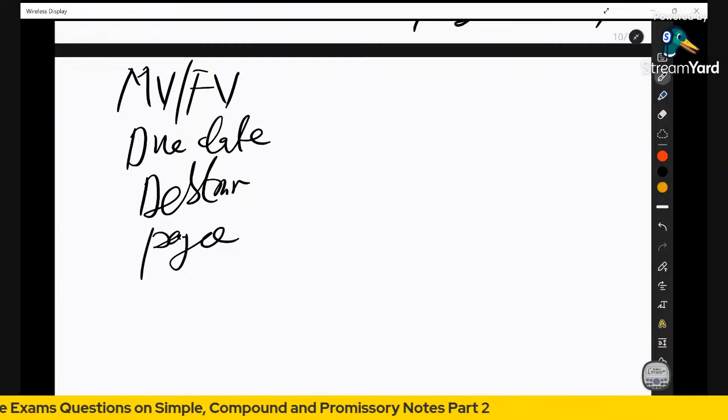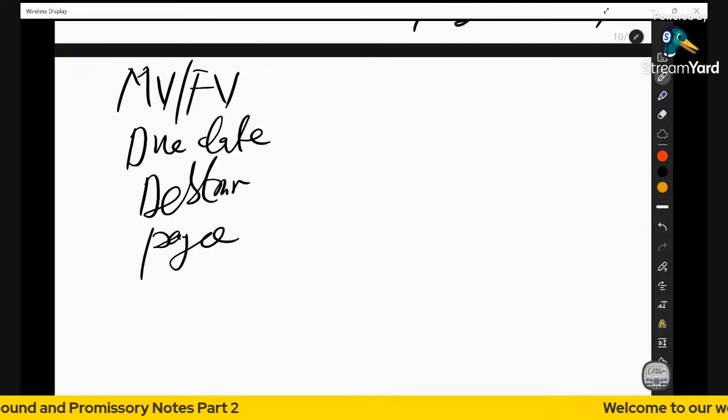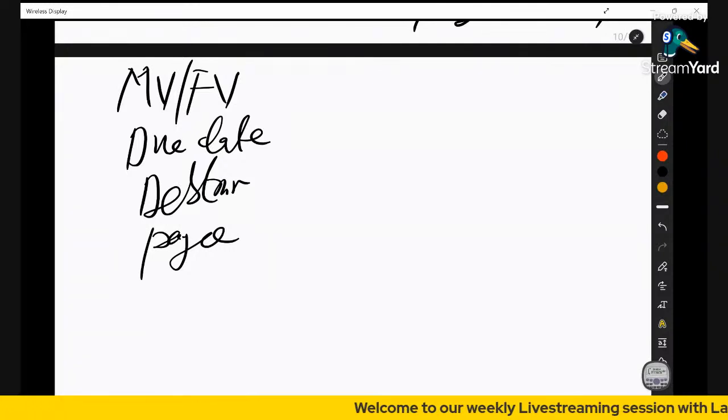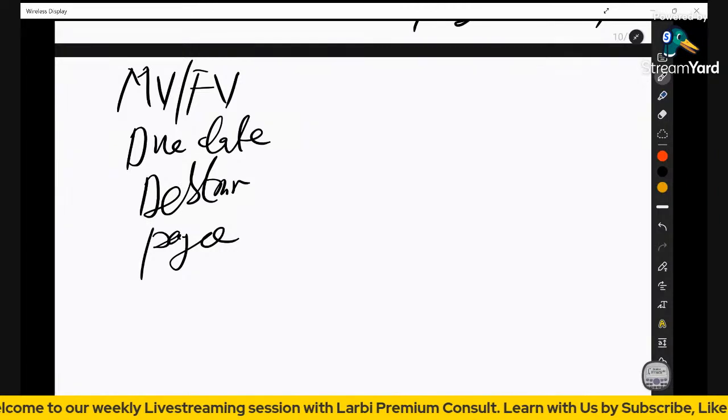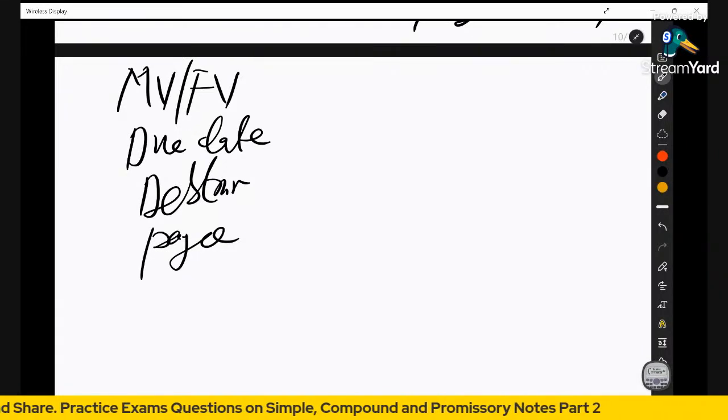But if it's a non-interest bearing note, then it means that here you don't pay any interest. Whatever was the face value of the normal transaction is what you're going to pay at a stated sum in the future. This is what we call a non-interest bearing promissory note. So you may have an interest bearing promissory note and a non-interest bearing promissory note. That's also one takeaway that we need to have when it comes to promissory notes.